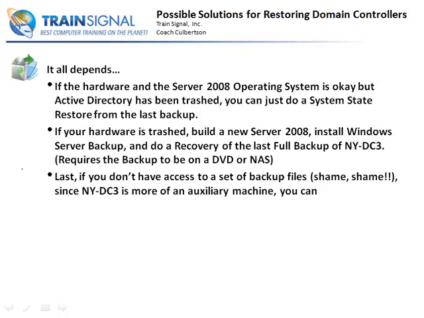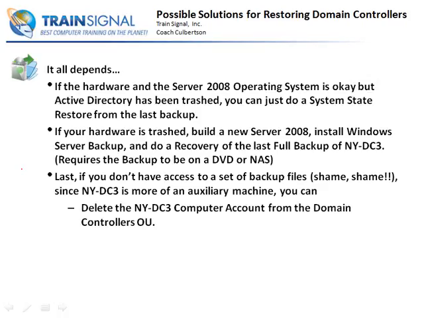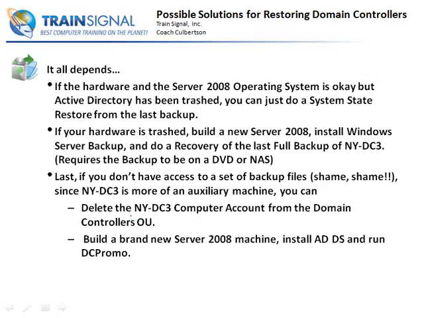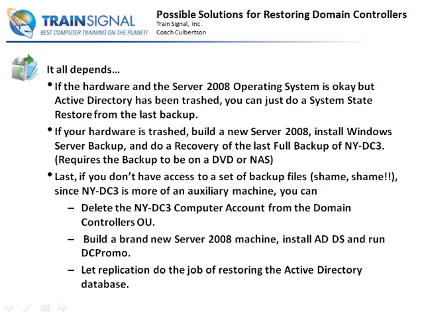Since NYDC3, or the secondary domain controller, is an auxiliary machine, in the situation of GlobalMantics, it's not that critical, because we could just delete the New York Domain Controller 3 computer account from the Domain Controllers OU. All right? So we could do that. Then we could build a brand new Server 2008, install Active Directory Domain Services, and run DCPromo. Basically, you're just going to rebuild a brand new domain controller. Then you're going to let replication do the job of restoring your Active Directory database. And for that, what do you got to do, right?